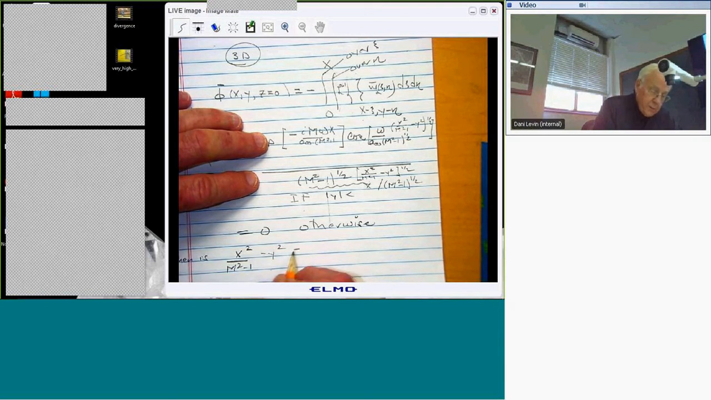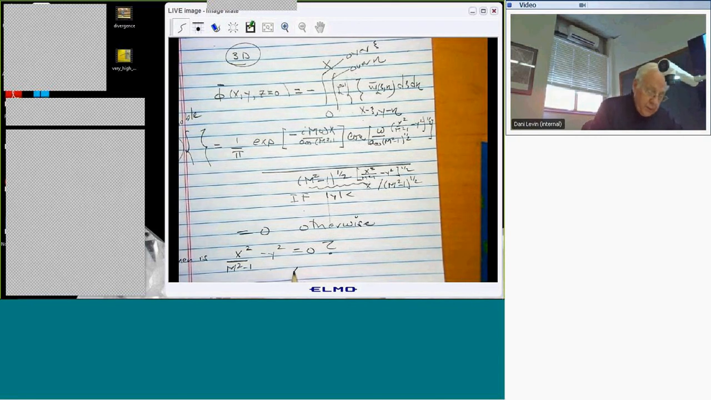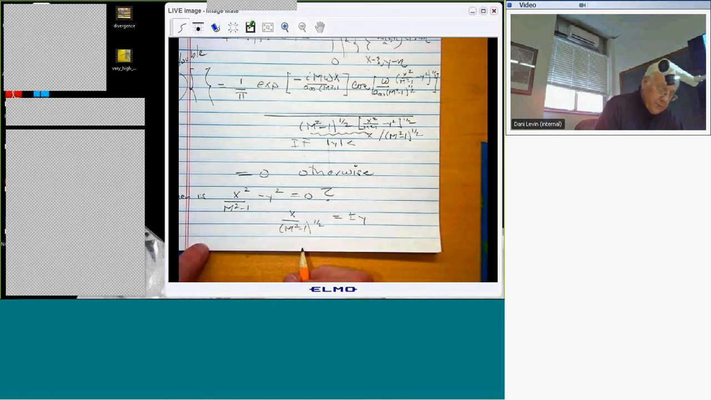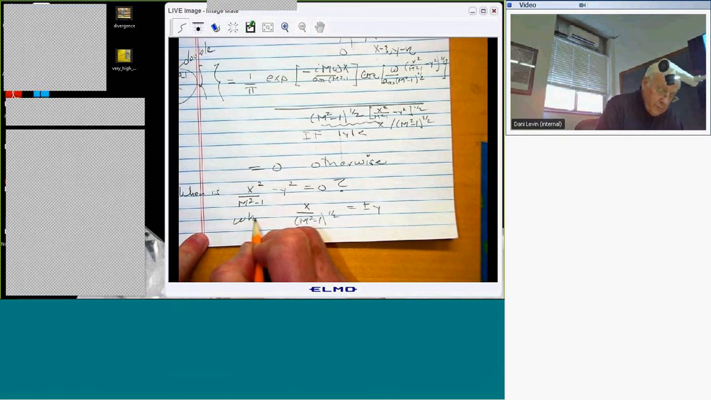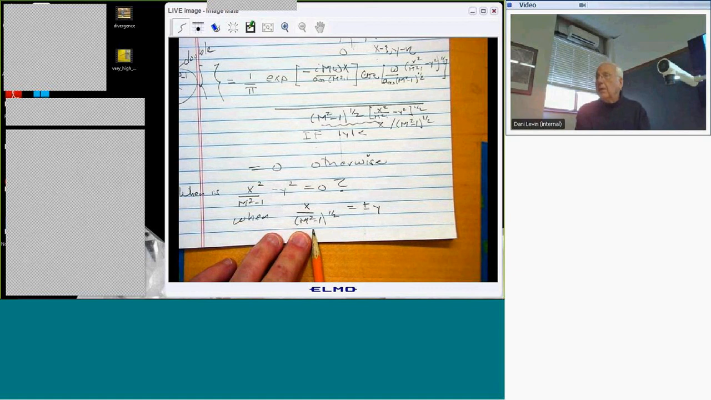That's a good question. Well, it's 0 when x over the square root of M squared minus 1 is equal to plus or minus y. And that's right, there are two possibilities. These represent two lines in xy space. They're linear functions of x and y. So they're two lines, and where the lines are depends on the Mach number. Therefore, they're called Mach lines.